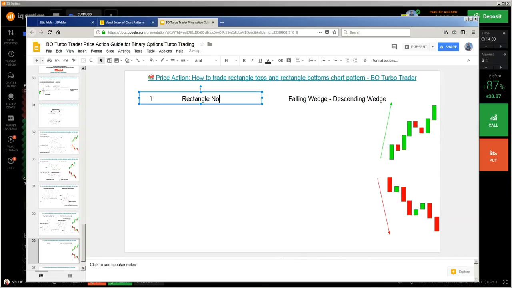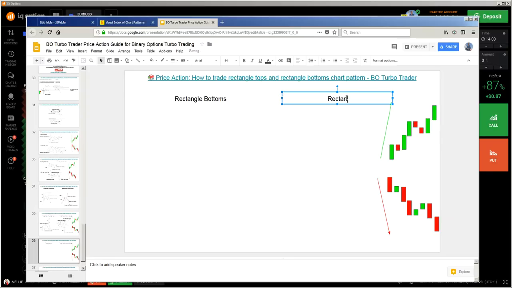Rectangle bottoms. Yes, we make the bottoms first, so we have a good order. Bottoms, and rectangle tops.